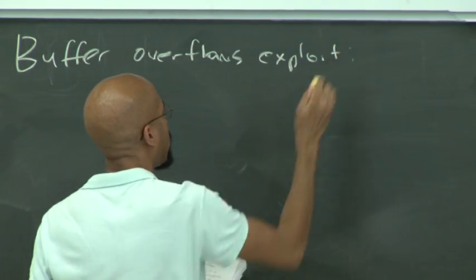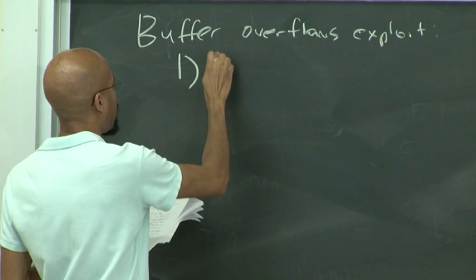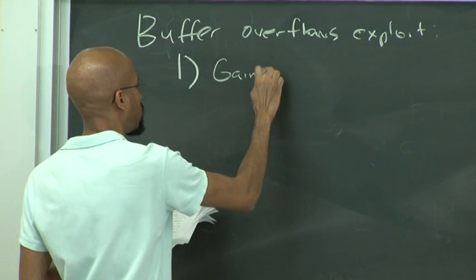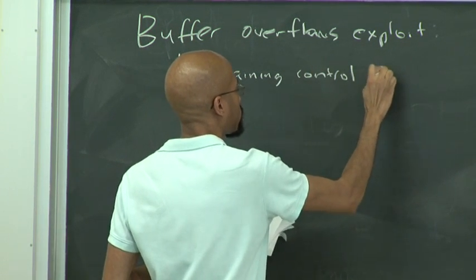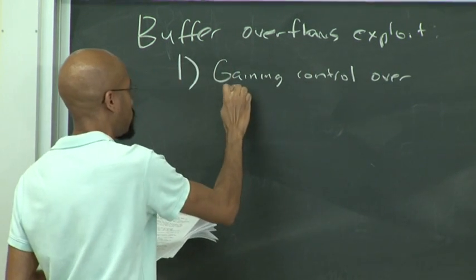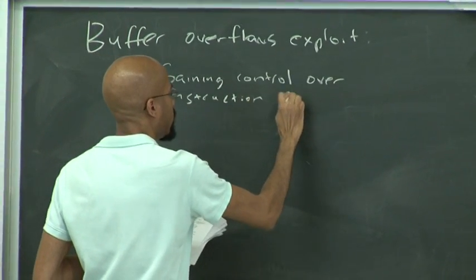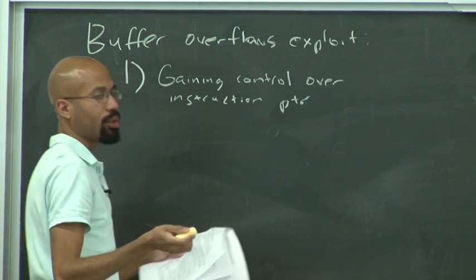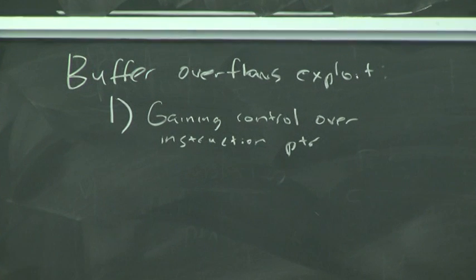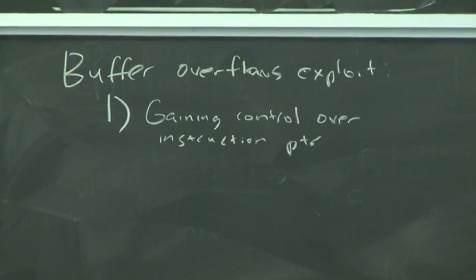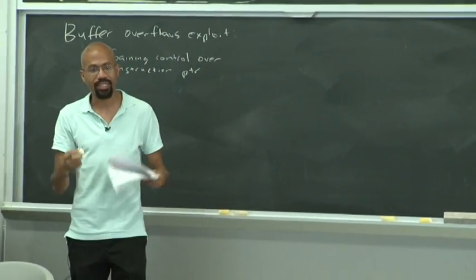The first thing that the attack is going to exploit is gaining control over the instruction pointer. By this, I mean that somehow the attacker figures out some place in the code that it can make the program jump to, against the program's will. Now this is necessary but typically insufficient for an attack to happen.